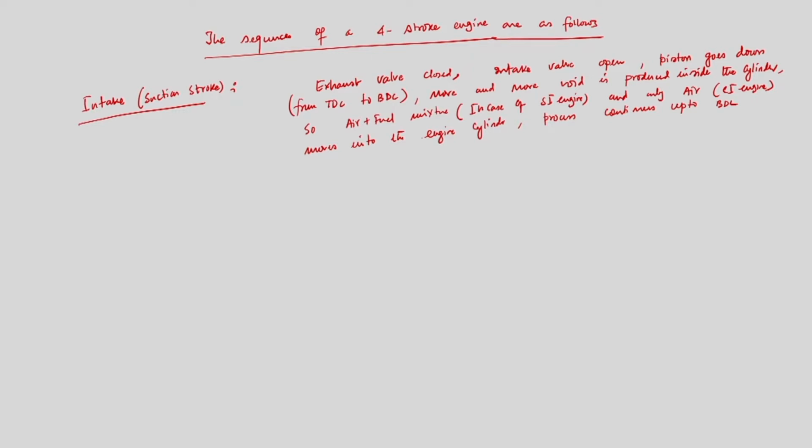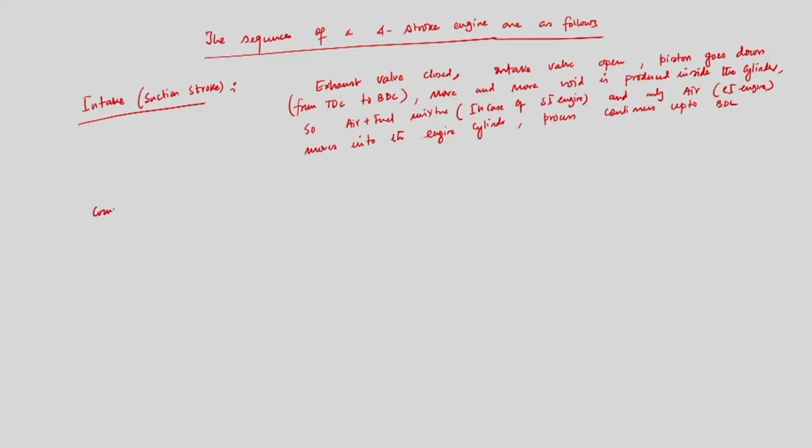So, this is the sequence in an intake stroke. Exhaust valve is closed, intake valve opens, piston goes down from TDC to BDC, more and more void is produced in the cylinder. Air plus fuel mixture is introduced in case of an SI engine; in case of a CI engine, only air is introduced into the cylinder, and this process continues up to the BDC. Okay.